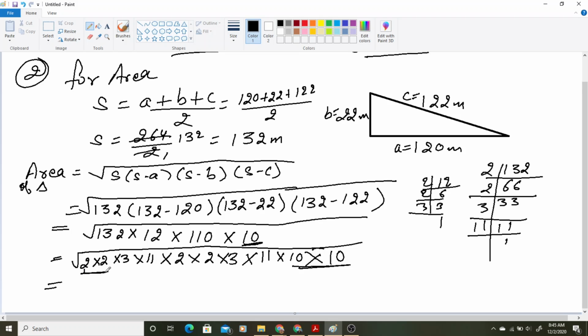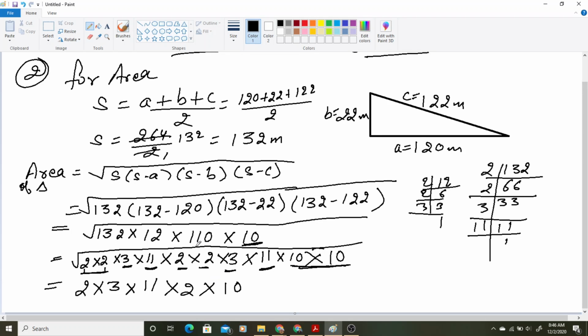This 2 is forming a pair with this one, so we will write 1. Then this 3 is forming a pair with this 3, so I will write this 3. Then this 11 is forming a pair with this 11, so I will write 11. Then this 2 is forming a pair with this 2, so we will write 2. Then this 10 is also forming a pair, so we will write 10.